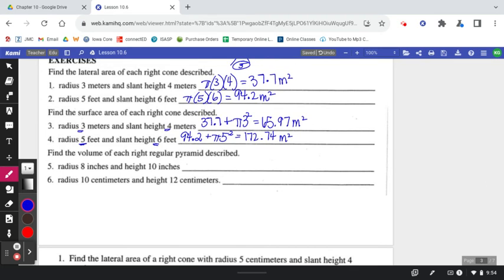All right, now we have to watch because they changed here on us. They changed the radius and the height. So probably going to want a picture. Radius is 8. The height they're talking about here is the straight height. So this would be 10.